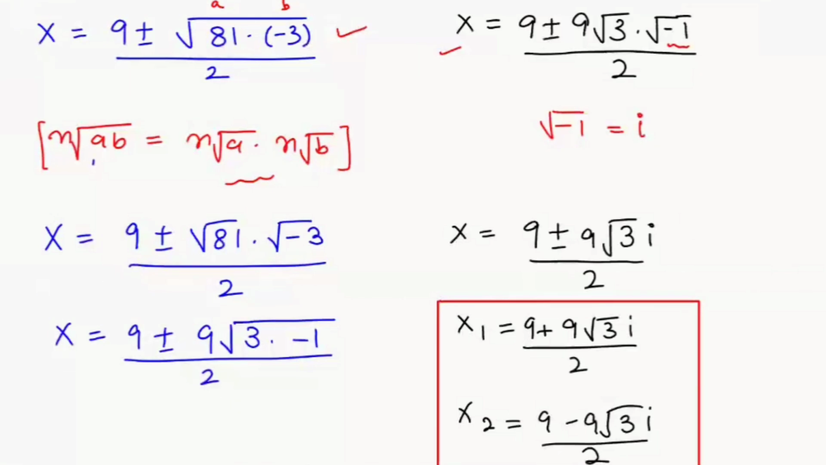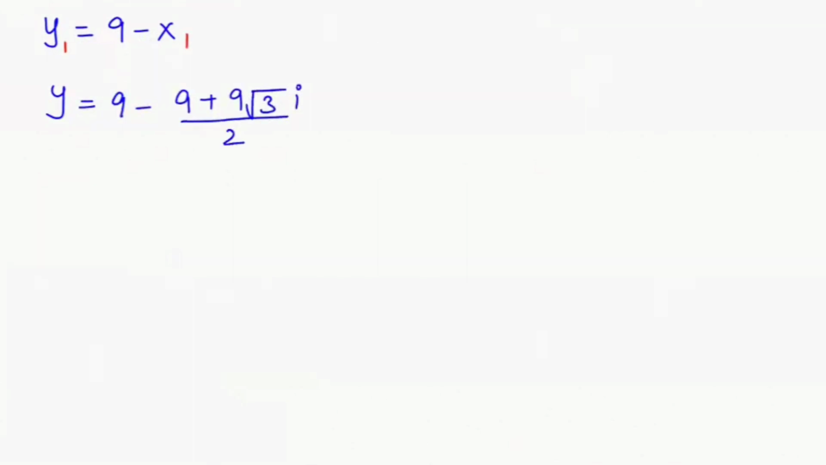I'm going to find the value of y1 by plugging the value of x1 into equation 3. In equation 3, we have y equals 9 minus x. So I'm going to plug in the x1 value here. So this will be y1. y equals 9 minus the x value, which is 9 plus 9 root of 3 iota over 2. From here, I'm going to multiply by that negative sign.